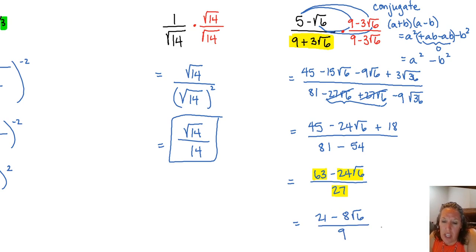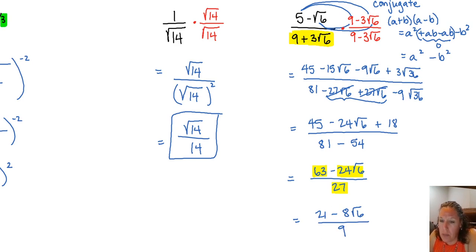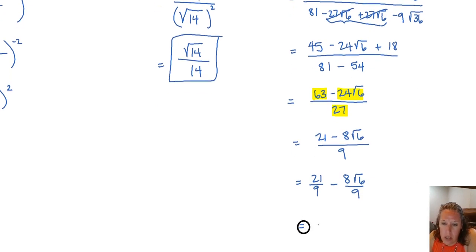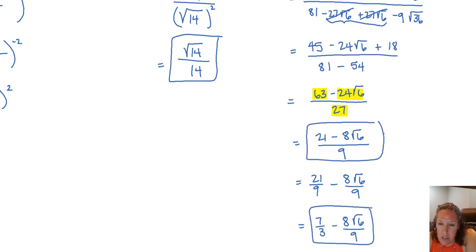You can either leave it like that, or you can split it up and write it as two fractions: 21/9 minus 8 square root of 6 over 9. That will allow you to reduce just a little bit more, which is going to be 7/3 minus 8 square root of 6 over 9. Both of these, depending on the situation, would be considered simplified.